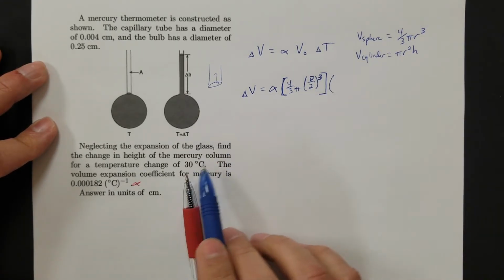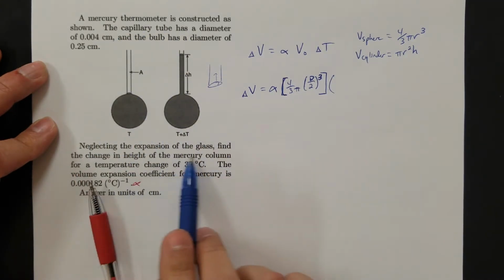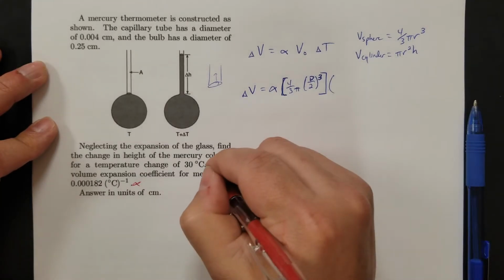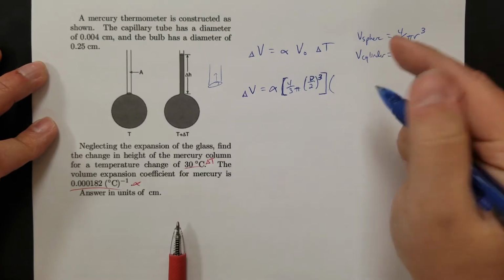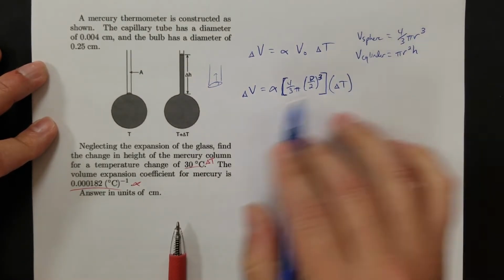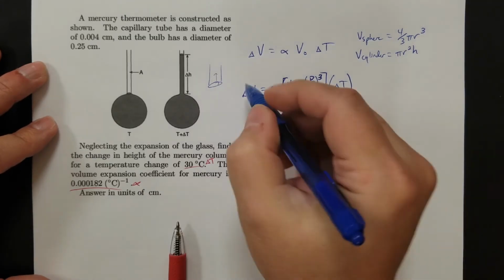So what's my change in temperature? It started, temperature change up there, it just gives it to me, right? So there's my delta T. It's that number right there. There's my alpha. So times delta T. And then I can solve for change in volume, right? And that'll give me delta V.